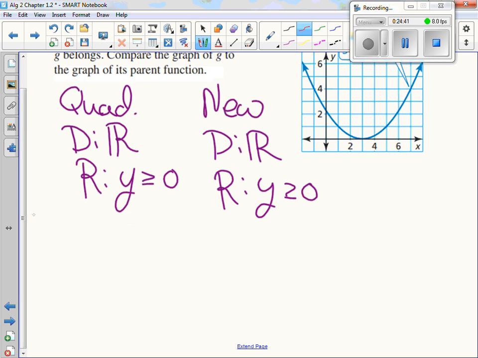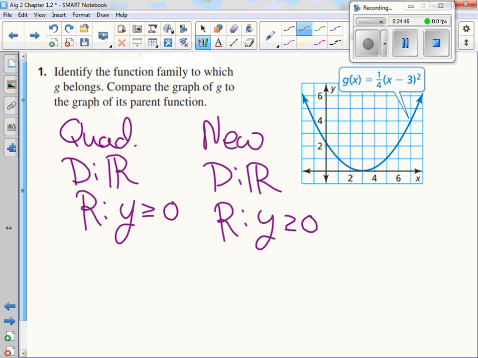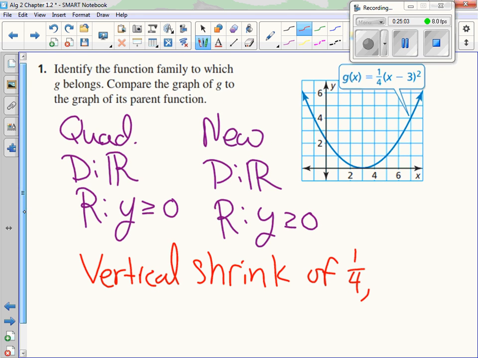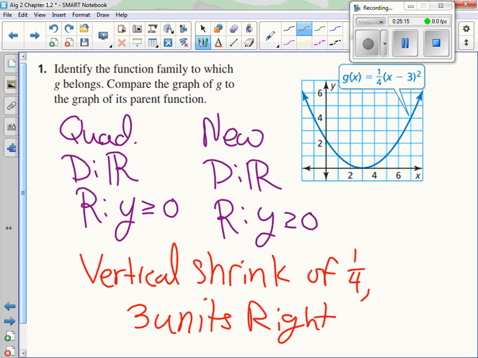So what do we have? Well, I just covered it up. So we have a 1/4 and we have the -3. Well, the 1/4 tells me I have a what? A vertical shrink of 1/4. And the -3 tells it it moves 3 units. What? 3 units right. That's it.